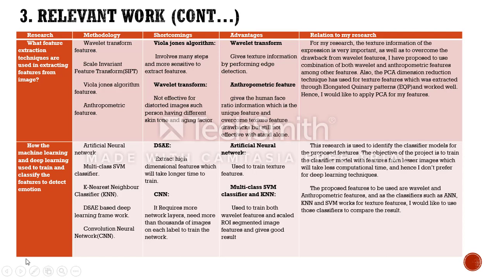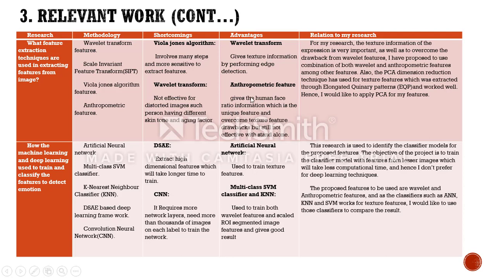First, as I said, what feature extraction techniques have been used. These are the feature extraction techniques. Here is the shortcoming: many authors have used the Viola Jones algorithm, but there is a drawback because it involves many steps to achieve the feature extraction, and it is also sensitive. Whereas the wavelet transform, even though it gives texture information by performing edge detection, still struggles with distorted images, such as persons having different skin tone and aging factors.